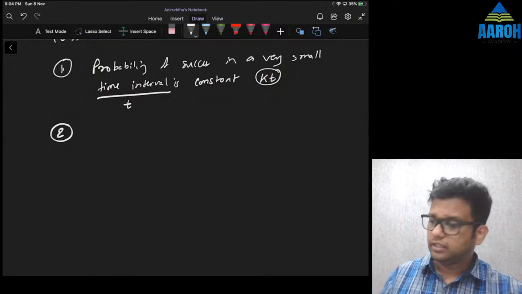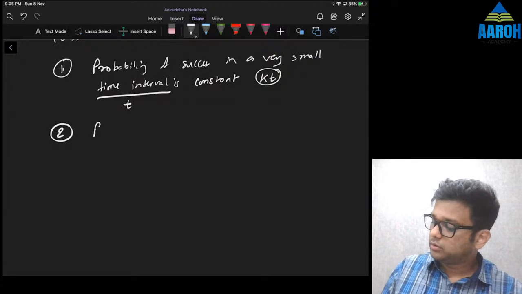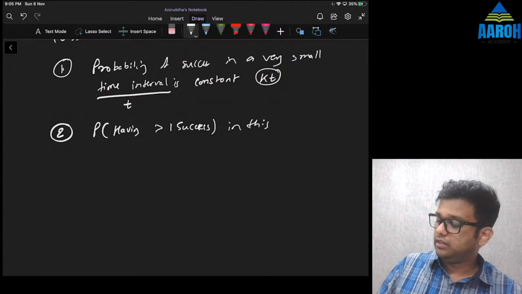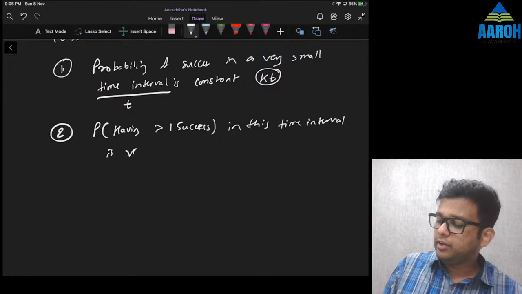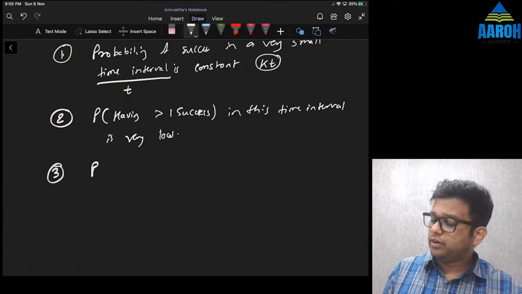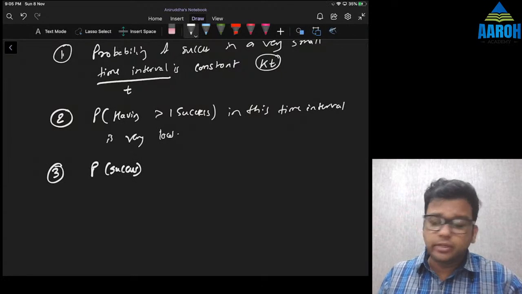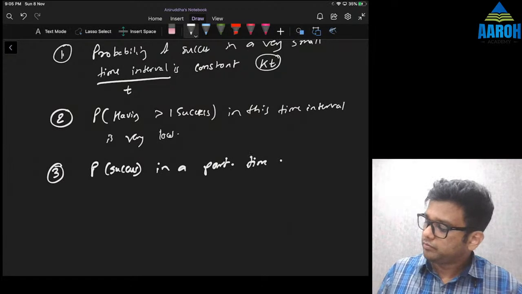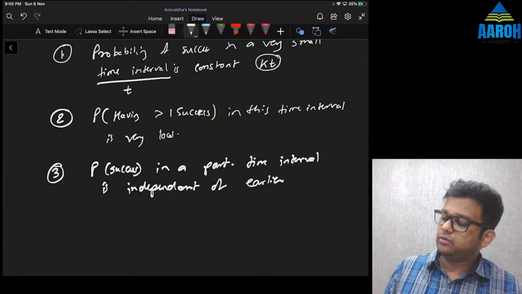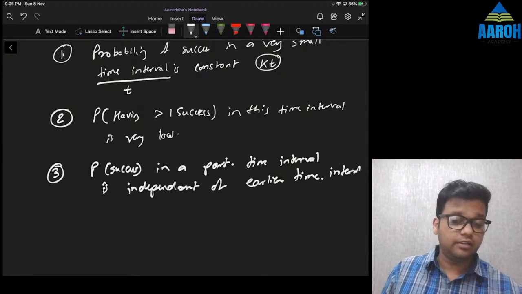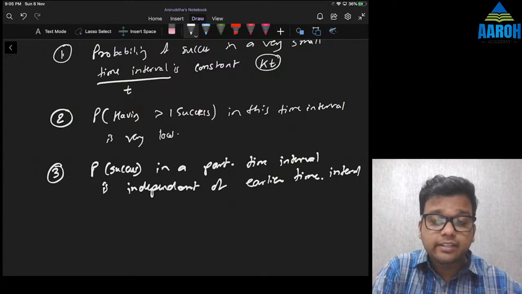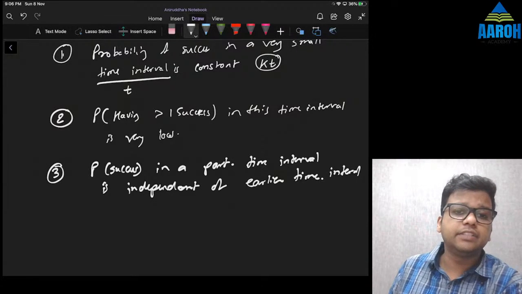The second condition that the model must satisfy is that the probability of having more than one success in this very small time interval is very low. So there are very few chances that we'll get more than one success in a time interval. And the third one is that the probability of success in any particular time interval is independent of the earlier time interval. That means, for example, if in this hour we get 3 successes, then that will not affect the next hour. The next hour the probability will reset. It will be independent of this hour. So if these three conditions are satisfied, then we can use Poisson distribution.